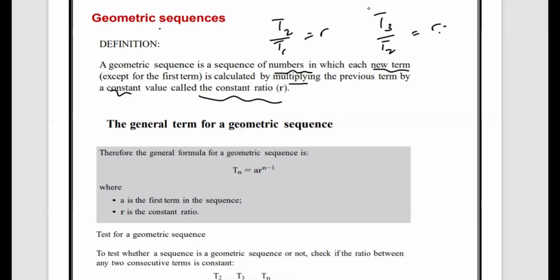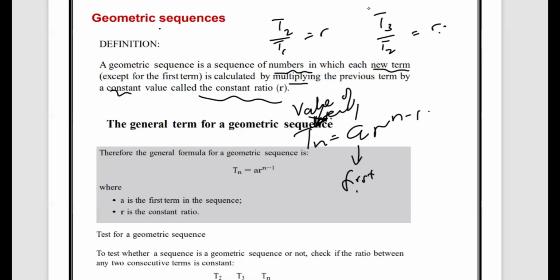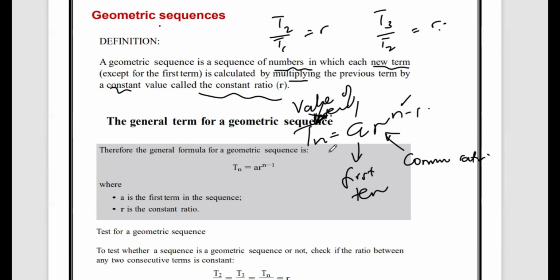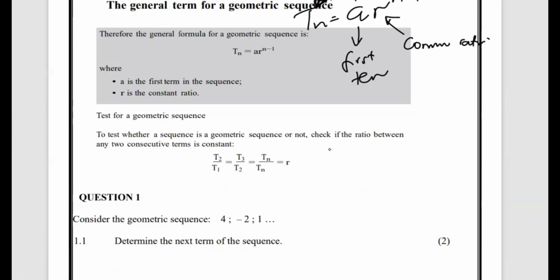All right, so we know that the general term of a geometric sequence is given as Tn = ar^(n-1), whereby Tn is basically the value of the term itself. a still represents our first term, and r is the constant ratio, or we call it the common ratio. n is the position, and the 1 is always there. So for you to test whether the sequence is geometric, just do the division of the consecutive terms. If you get the same answer, then we can conclude that it's geometric.